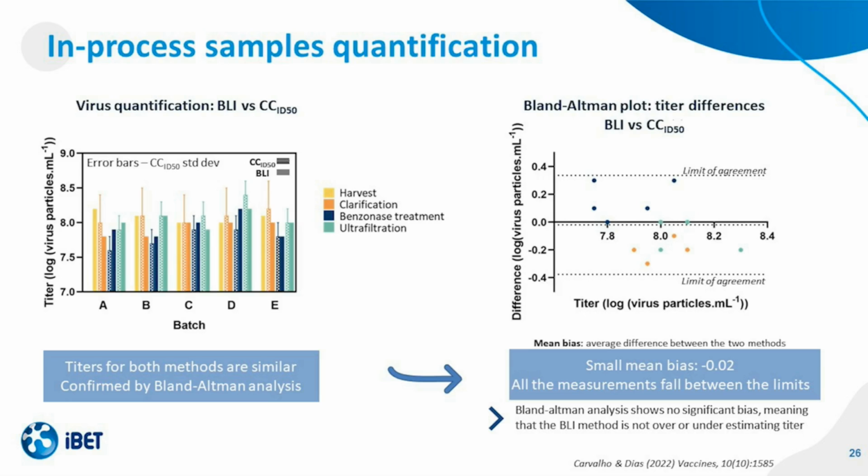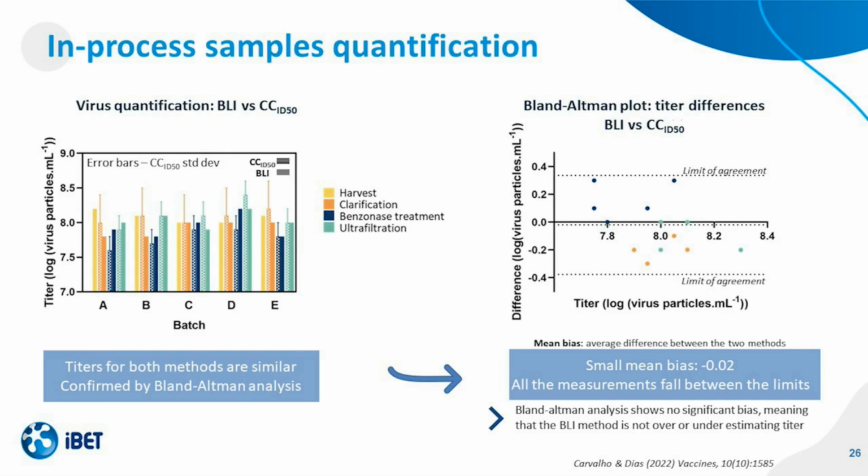The Bland-Altman plot can be used to compare two measurements by two different methods. For example, one new method, such as this one using the BLI, and a gold standard, for example, the CCID50 that we are using to compare. And the mean bias that is obtained, which is the average difference between the two methods, is small. It's minus 0.02. And all of our measurements fall between the limits of agreement that we have here in the dashed line. So this means that the Bland-Altman analysis does not show any significant bias.